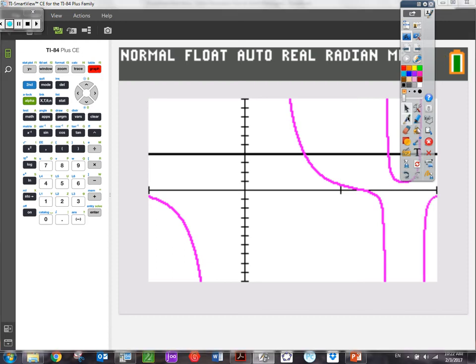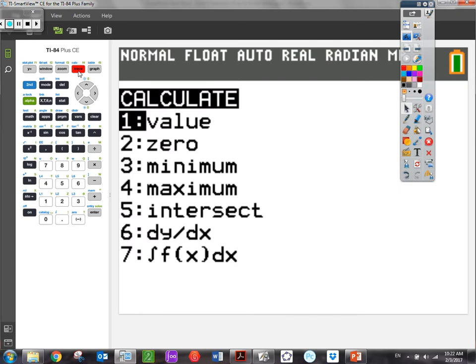Okay, so this is the area right here. This is the only one between 0 and 1. That's the one that we are interested in. So let's go ahead and find that intersection. We know that is second trace. That goes into our calc section.